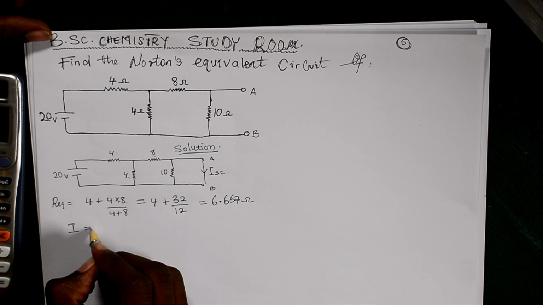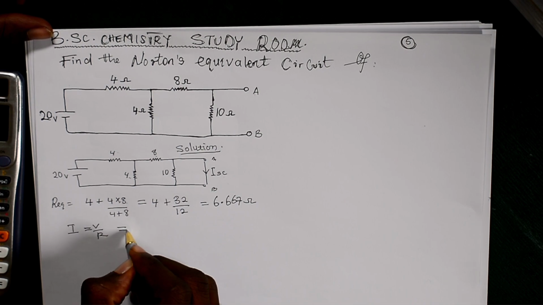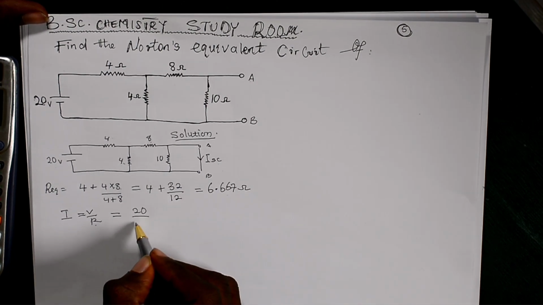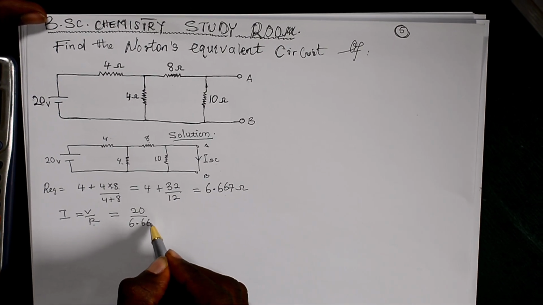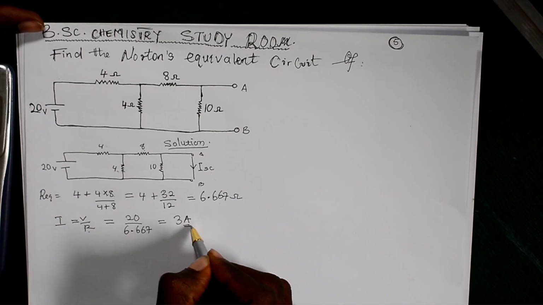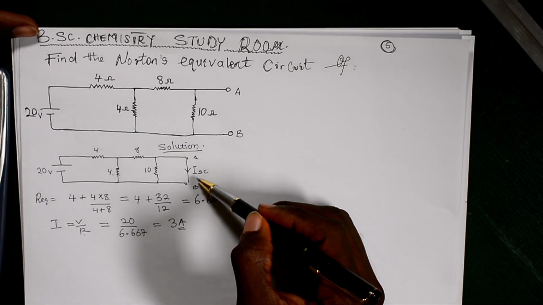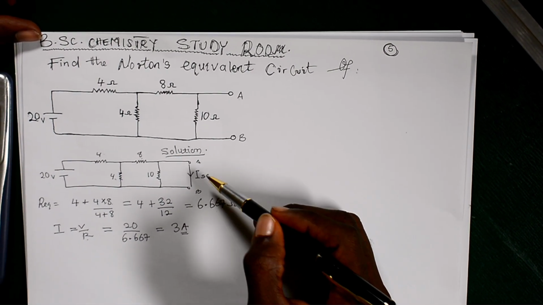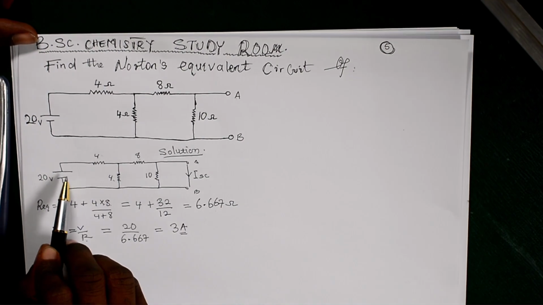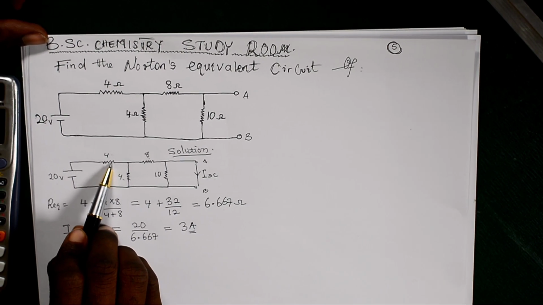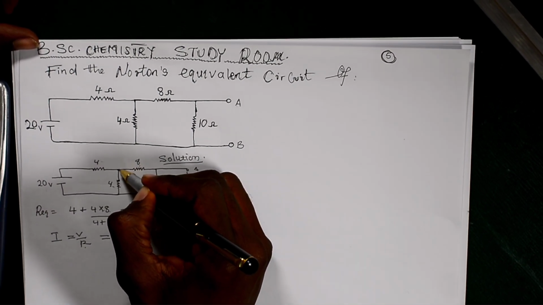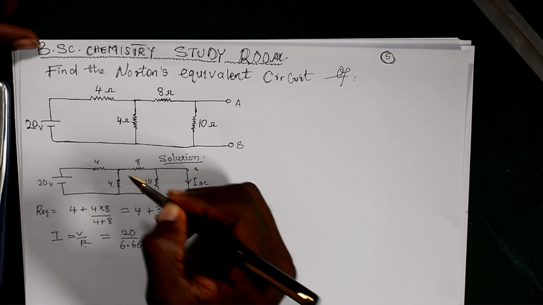So now we are going to find the current. We know I is equal to V all over R, which is equal to, our voltage is 20, 20 all over the R equivalent, 6.667, which is equal to 3 ampere. So now we are going to find the Isc. To find Isc, we are going to use current divider. This 3 ampere is the current flowing from this 4 ohms resistor. So now this current will be divided into 2. One will be here and the other will be here when divided.